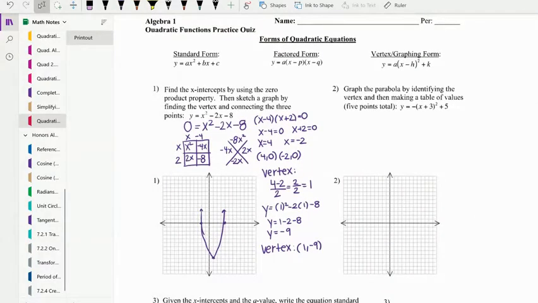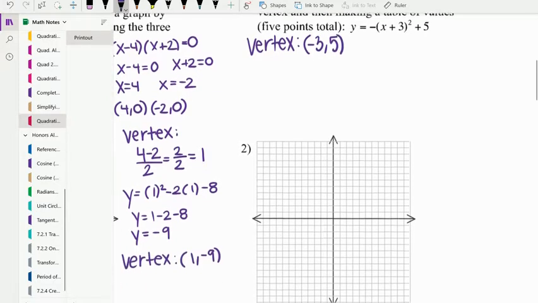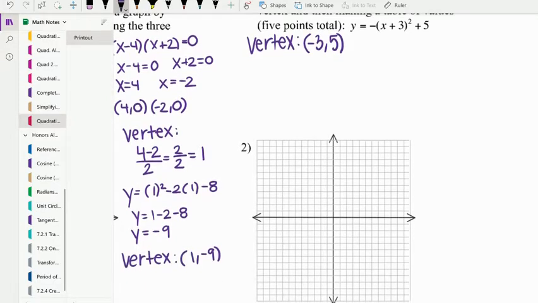Graph the parabola by identifying the vertex, then making a table of values with 5 points. All right, so because this is in vertex form, we can easily find the vertex. So it's negative 3 because it's the opposite of that h value, and then k is 5. So we know the vertex is (negative 3, positive 5). So we're going to go ahead and plot that.